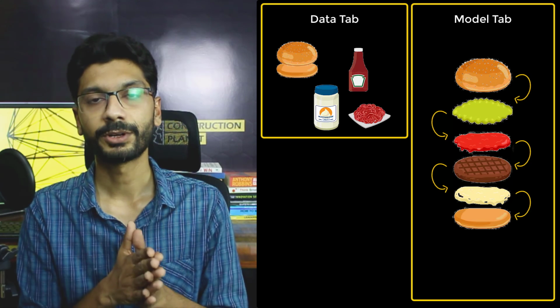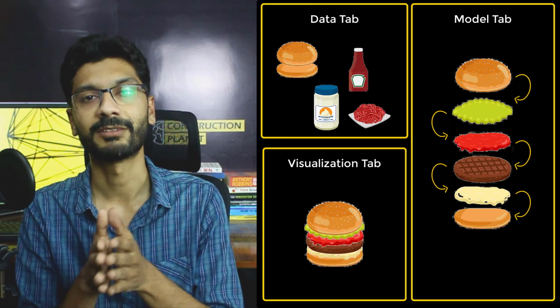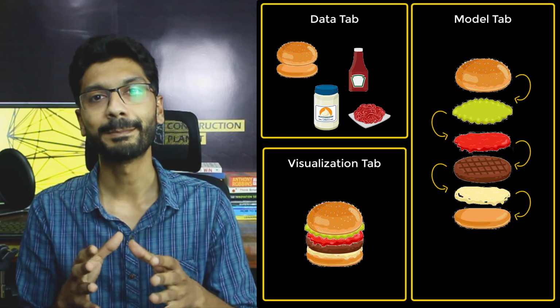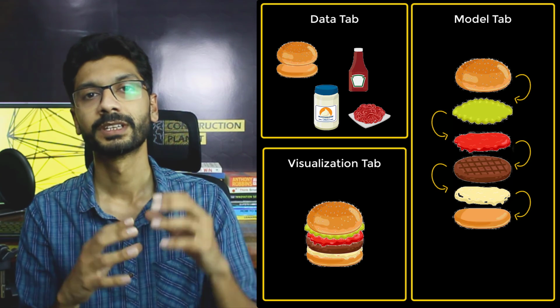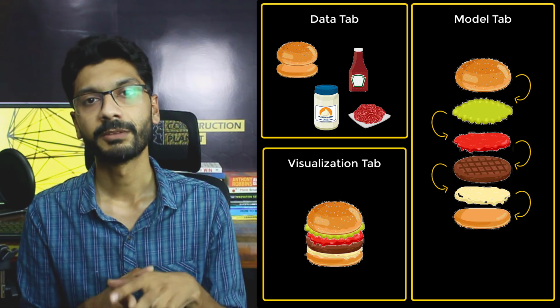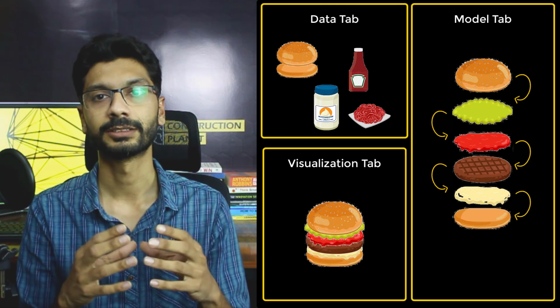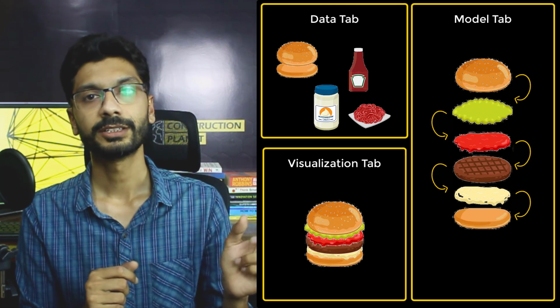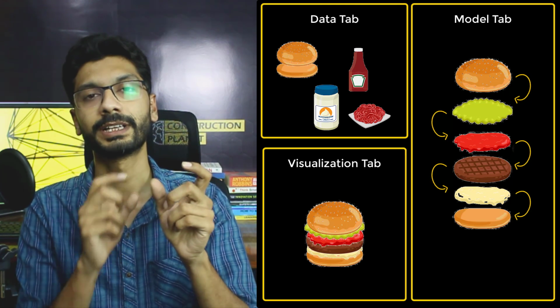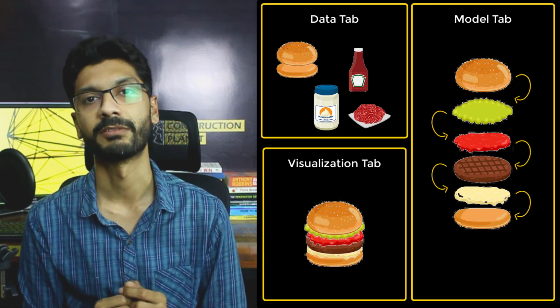Now, the third and final module, and the third and final step in our burger making process, is assembling the complete burger in its place. This is the visualization tab where you will handle the visual aspects of your report or dashboard. You will bring your data sources and connect them to a visual in Microsoft Power BI.